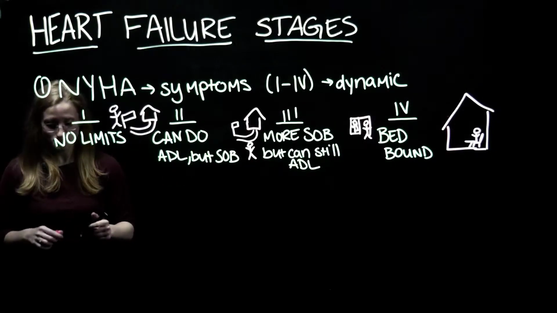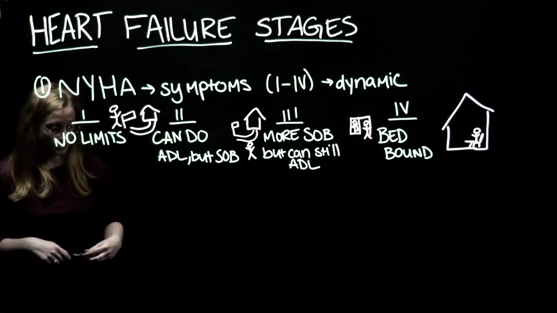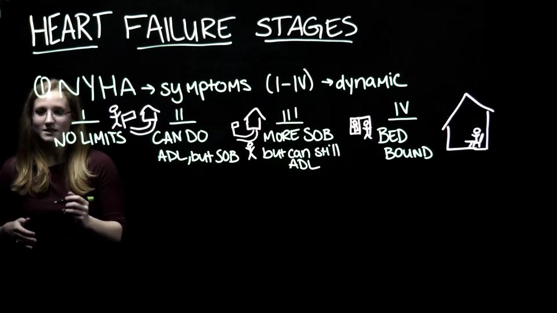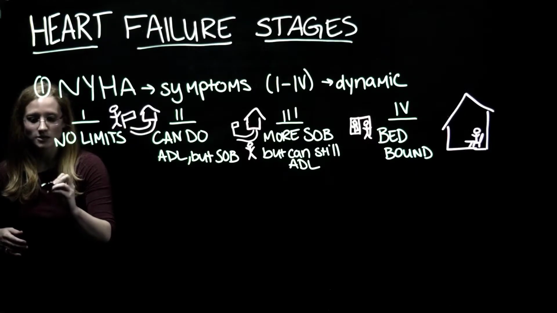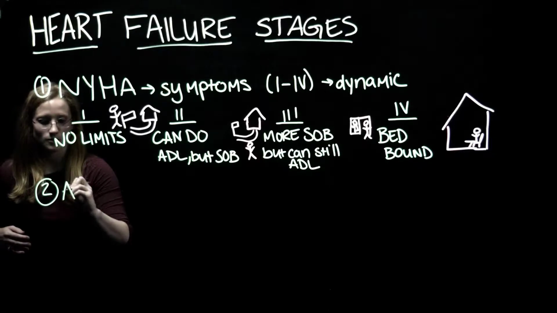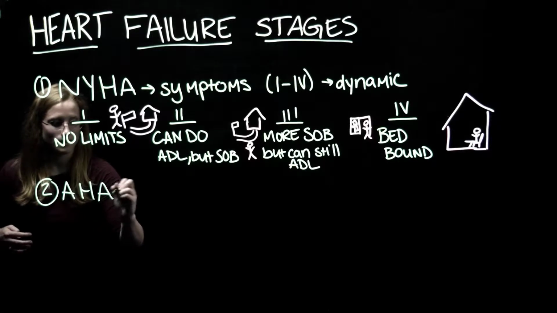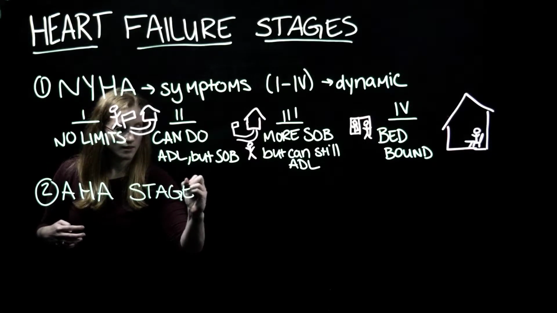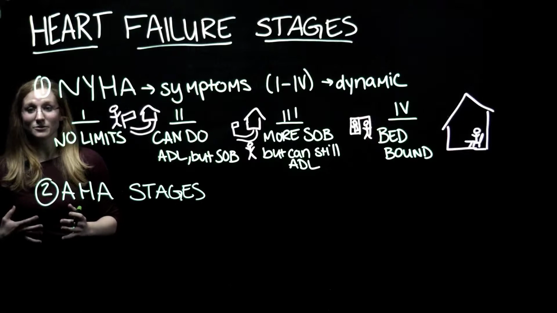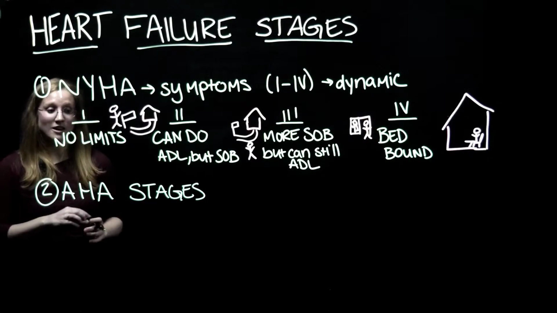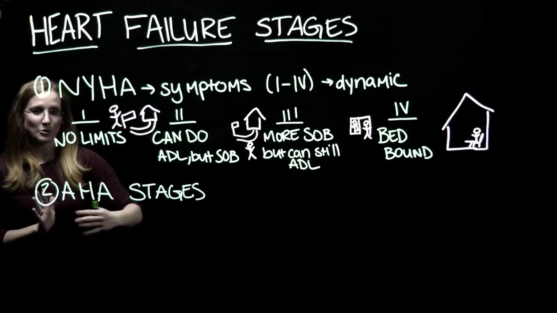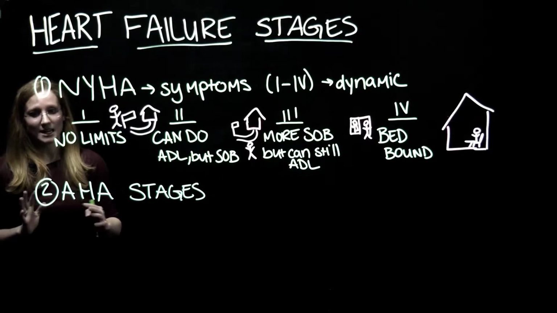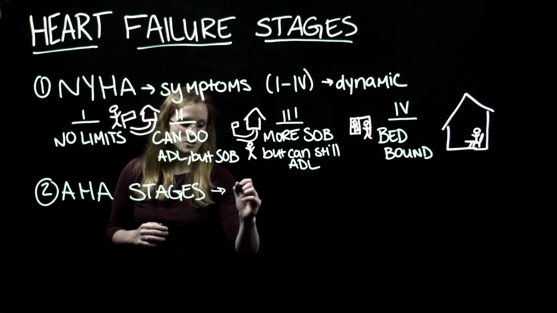Now there's another stage that we look at that we call, instead of classes, mainly stages, and that is our American Heart Association stages. So we'll abbreviate that as AHA and stages. So these are actually a little different than our symptoms and classifying them. This is something that is kind of prolonged and progresses for the patient. So it's not dynamic. This is only a progression of stages.